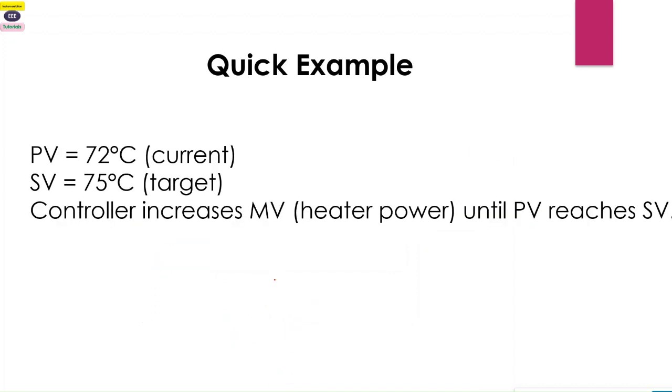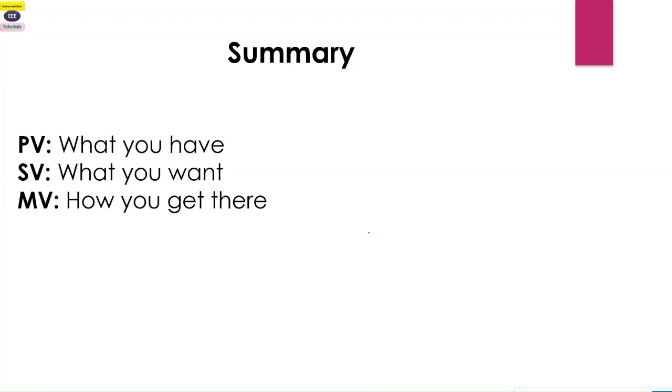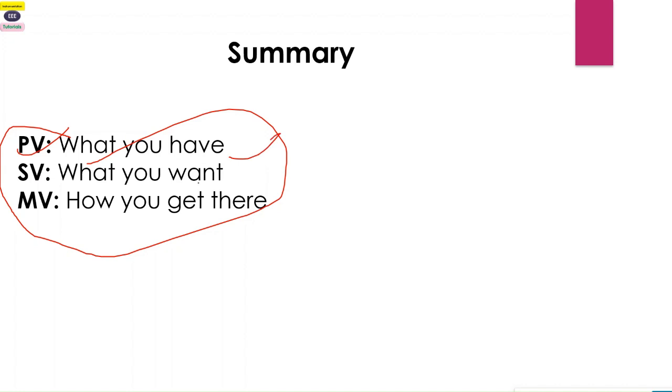If we take the example, PV is 72, set point is 75, means it's our target, and PV is the current value. What will our controller do? The controller will increase the MV value, means heater power, until PV reaches SV. So this is one example. Now, in summary, in very simple language, PV is what you have, SV is what you want, means set point, what you want, and MV is how you get there, means how you match SV and PV.